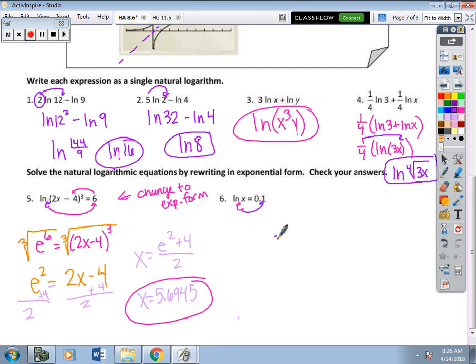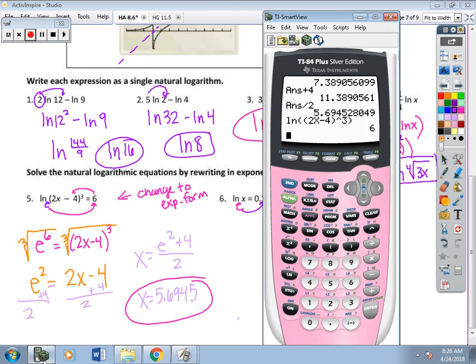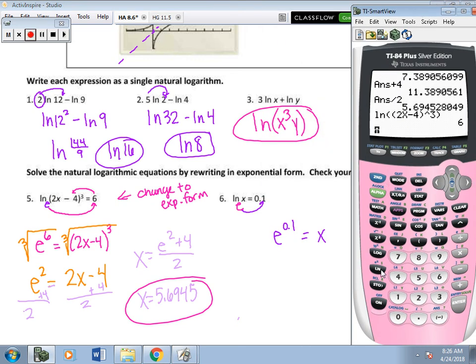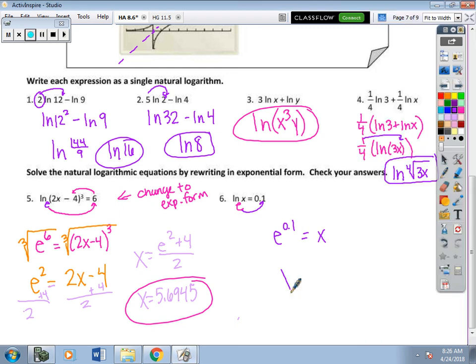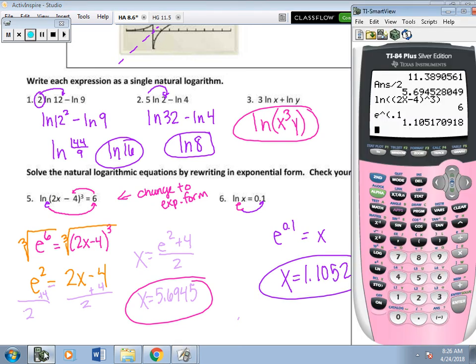We'll just put e to the 0.1, or the 1/10 power, is equal to x. And so we'll type that into our calculator. e to the 0.1. And we'll do 1.1052. And again, we can check that, storing it in for x. This one we should not need parentheses because there's only one thing going on. So natural log of x equals 0.1.